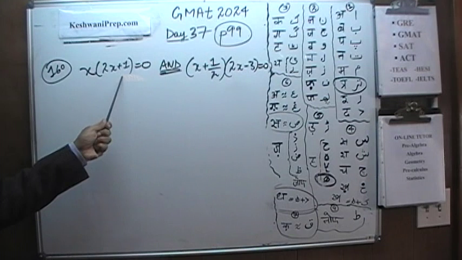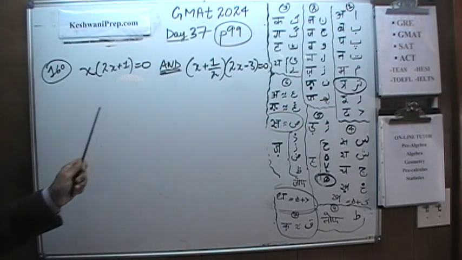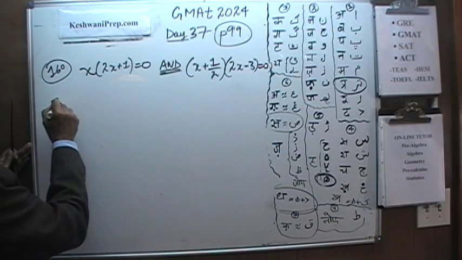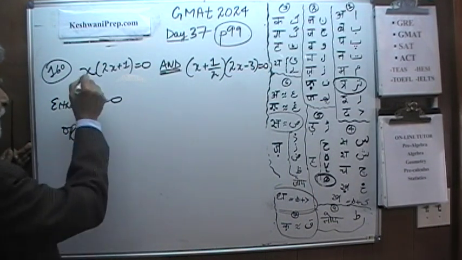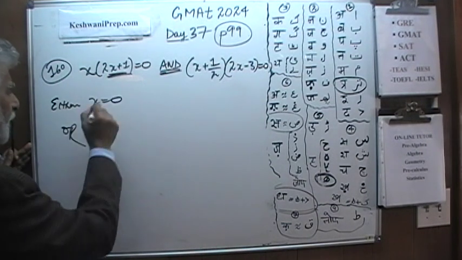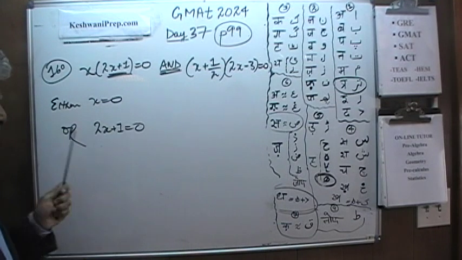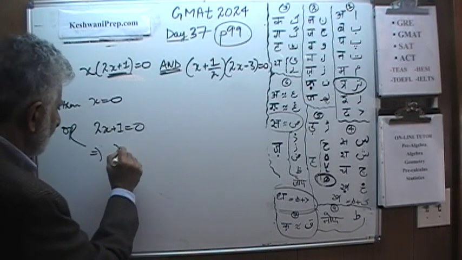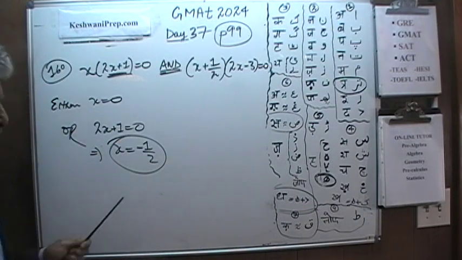Since x times this quantity is equal to 0, since the product of two quantities is 0, that implies that either x has to be 0, or this quantity is 0. If this quantity is 0, that in turn implies that x must equal, bring the 1 to that side, negative 1/2. So it's either this or this.